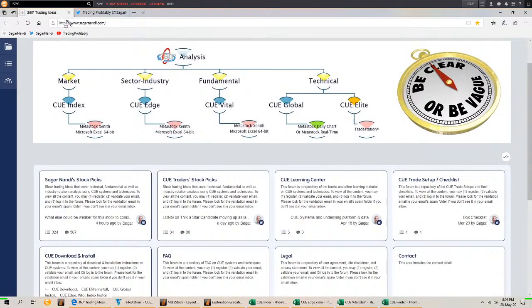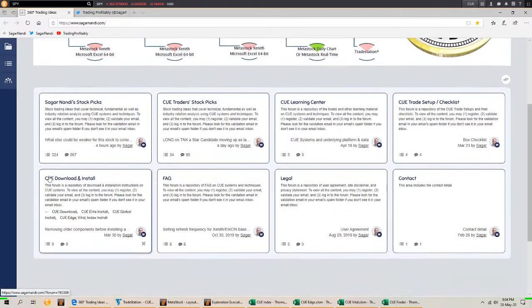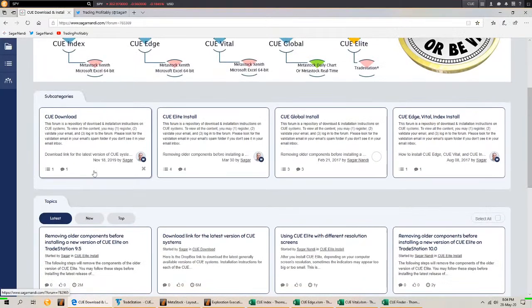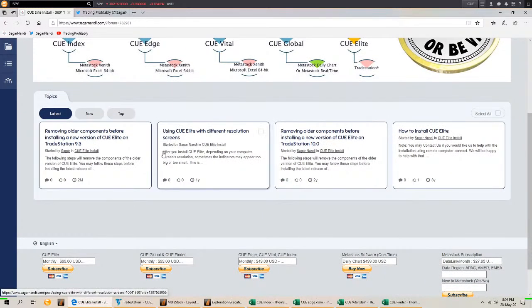If you go to my traders forum sagannandi.com, there is a category for download and install. If you go there, there are the install steps for Q Elite, Q Global, Q Edge, Q Vital and Q Index. For Q Elite and Q Global, if you go inside those categories, you will see a topic, removing older components before installing a new version. One for TradeStation 10 Q Elite, one for TradeStation 9 Q Elite.